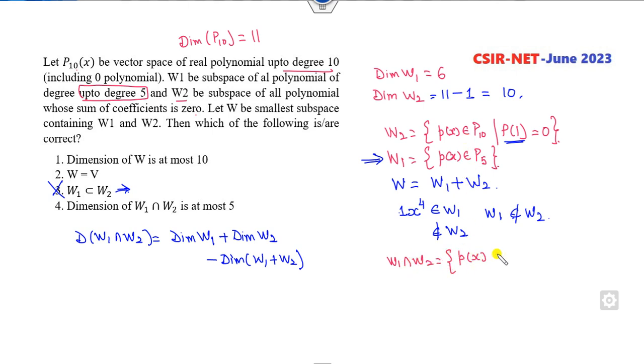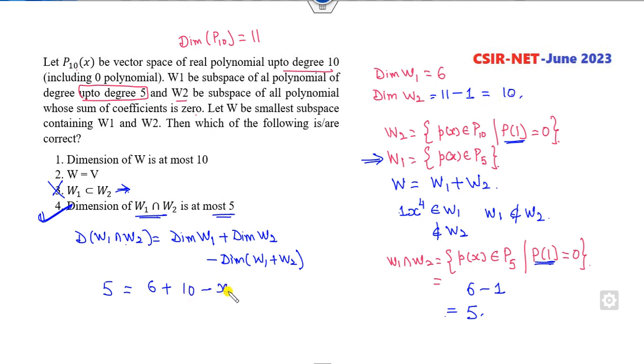It is the collection of all those polynomials from P5, because the intersection is in P5, such that this holds. Fine. So what is the dimension of this? Sorry, P5 is 6-dimensional. This is 6. There is one condition involved, so 6 minus 1 is 5. So the dimension of W1 intersection is at most 5. This is 5, that's the correct statement. So this is 6, this is 10, and this is x. So what is that? It's 16. So x will be 11. What is the meaning of that?